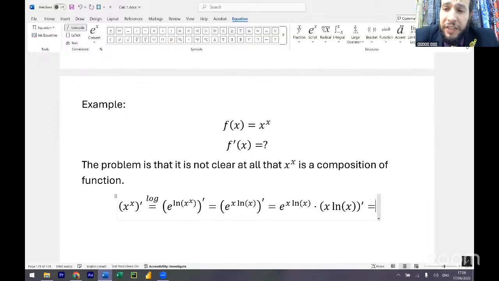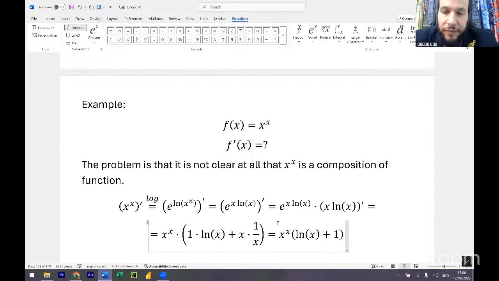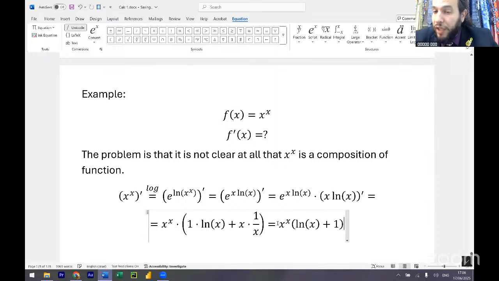So the derivative of x ln x is the derivative of a product. Like before, e to the x ln x goes back to being x to the x, and the derivative of x ln x is 1 times ln of x plus x times 1 over x, which altogether is x to the x times ln x plus 1. So now you know how to differentiate even exponentiation of functions, and even that is high school level stuff. The main trick is the log rule. Other than that, that's high school.